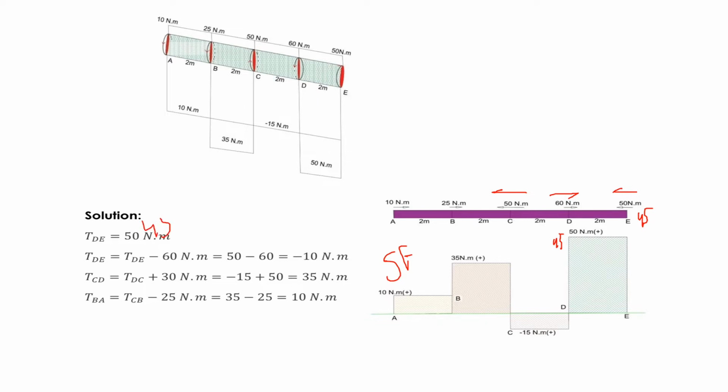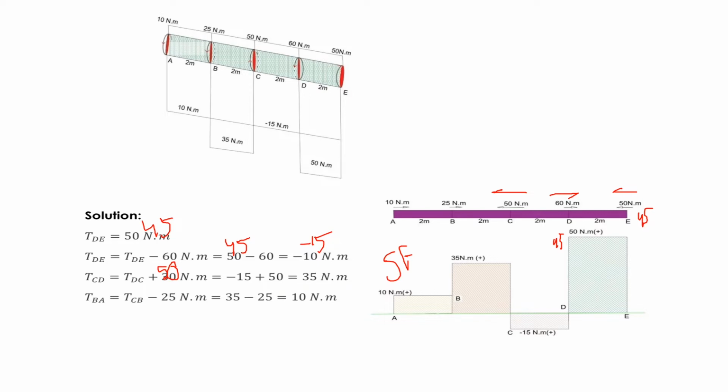Okay, 45 minus 60 is negative 10 Newton meter, and TDC plus it should be 50 Newton meter. Negative 50 plus 50 is 35 Newton meter. And then lastly, TBA, B to A, is TCD minus 225 Newton meter. It should be 10 Newton meter. Here is the error, it's 45 Newton meters plus.